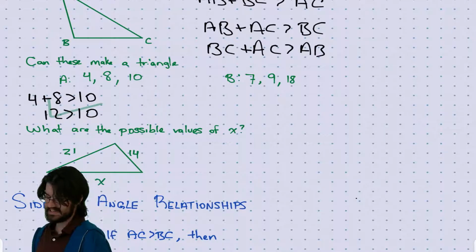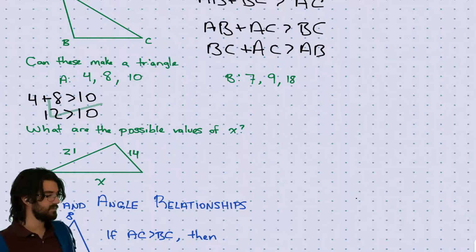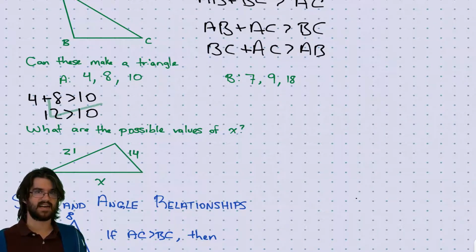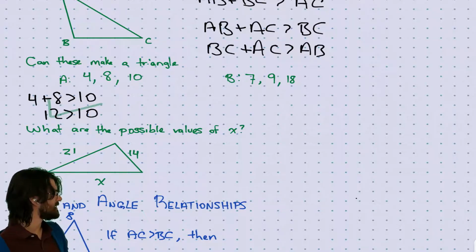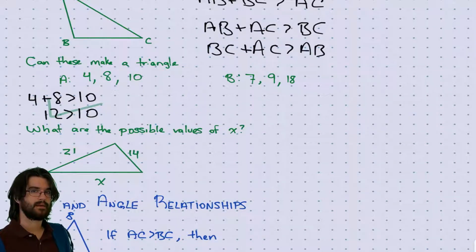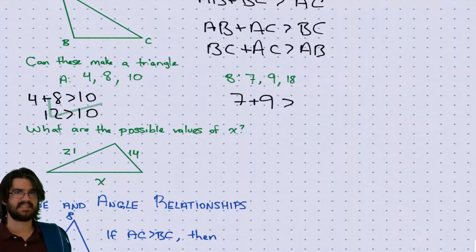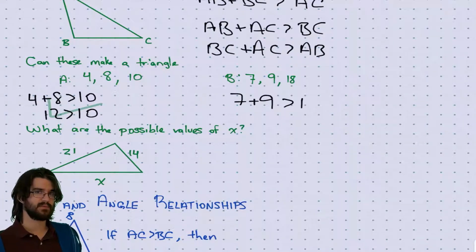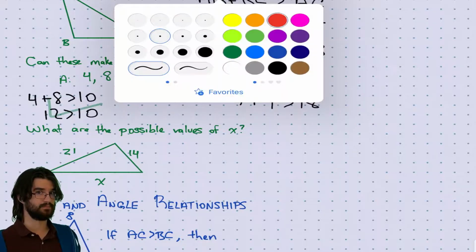But now let's look at the second example. The second example, we have side lengths 7, 9, and 18. Now, 9 and 18 are greater than 7, and 7 and 18 are greater than 9. The important one is to check the two smallest. 7 plus 9 is 16, which is not greater than 18. Unfortunately, I cannot make a triangle with sides 7, 9, and 18. We're going to run into the same problem we did with the 6, the 3, and the 2.